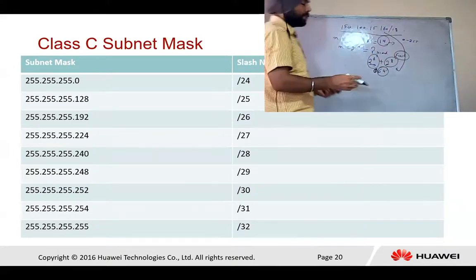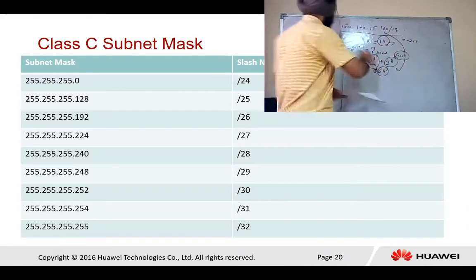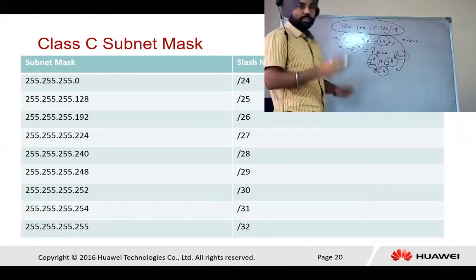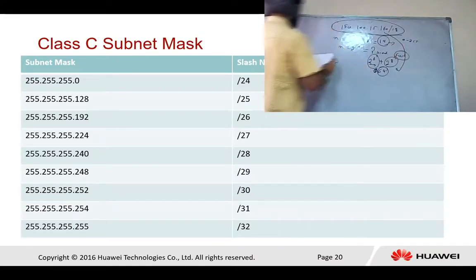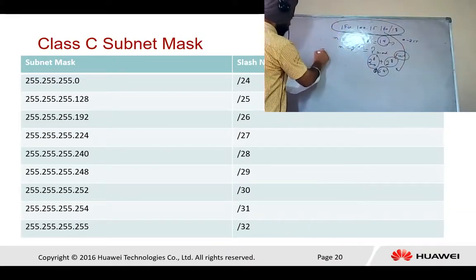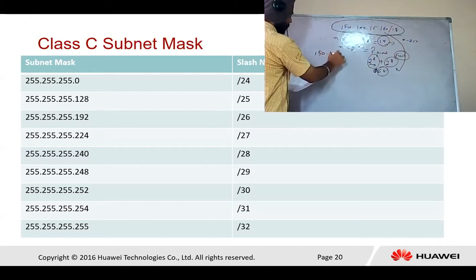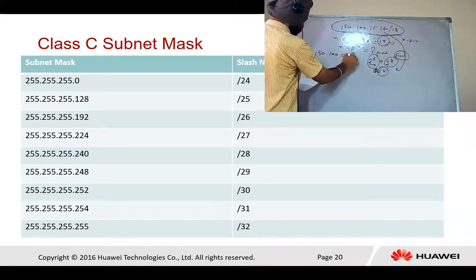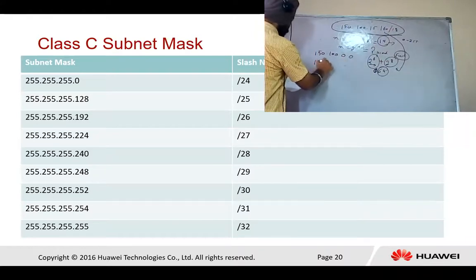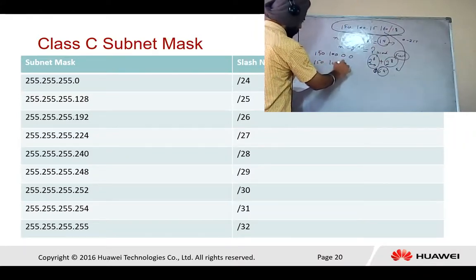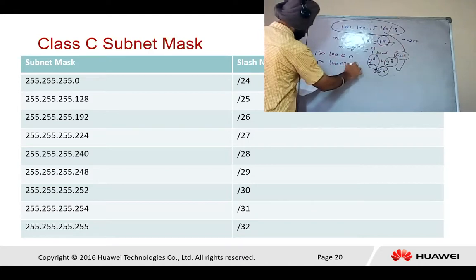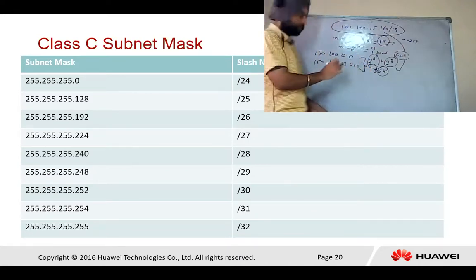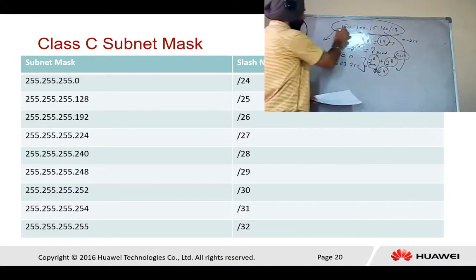Okay. So what is the first block value for this address? What is the first block value? The block value for this is 150.10.0.0 to 150.10.63.255. This is the first block value for this IP address.